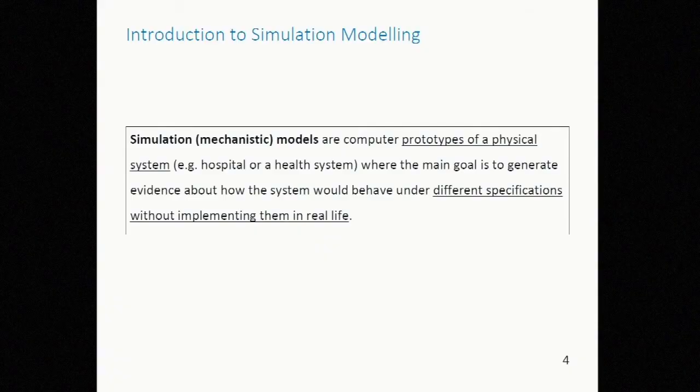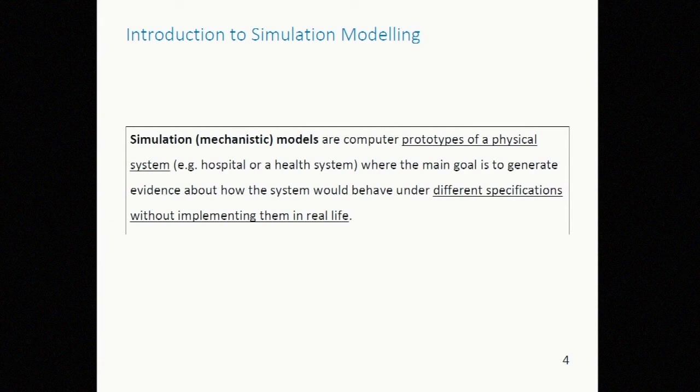So a brief definition of simulation modeling to make sure that we are all on the same page. So these models are computer prototypes of a physical system, such as a hospital or a healthcare system, where the main goal is to generate evidence about how the system would behave under different specifications without implementing them in real life. So there are two characteristics of this model that I would like to emphasize.